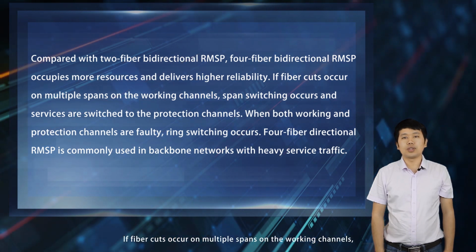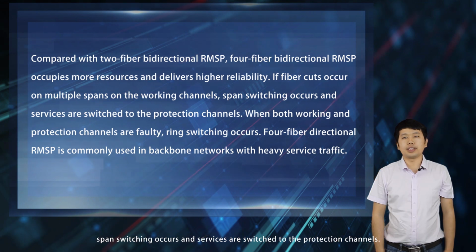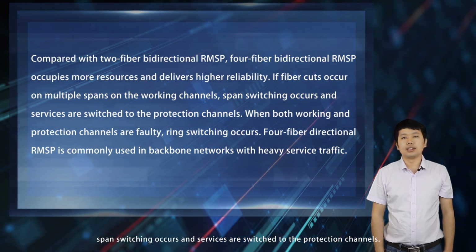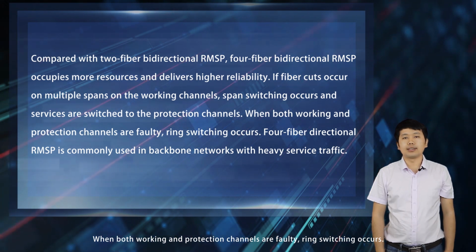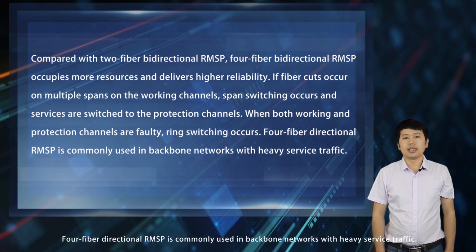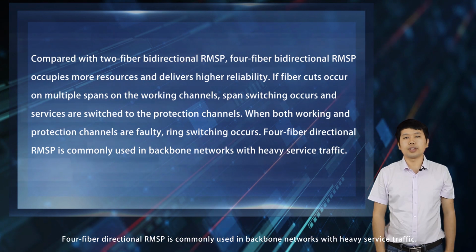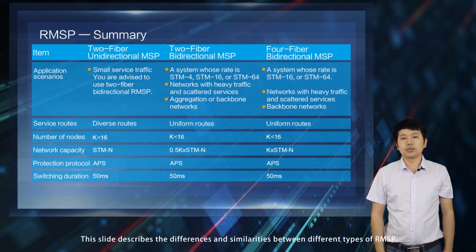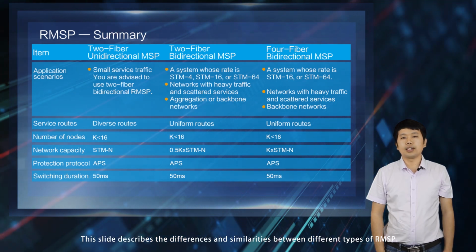If fiber cuts occur on multiple spans on the working channels, span switching occurs and services are switched to the protection channels. When both working and protection channels are faulty, ring switching occurs. Four-fiber bidirectional RMSP is commonly used in backbone networks with heavy service traffic. This slide describes the differences and similarities between different types of RMSP.